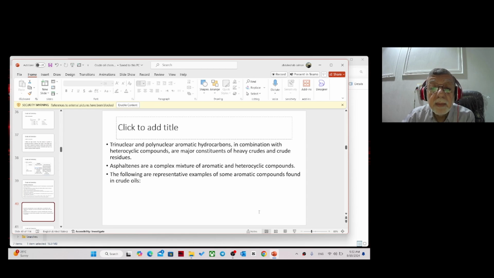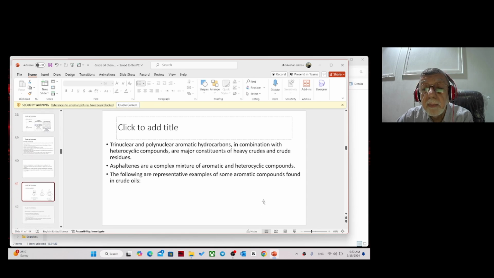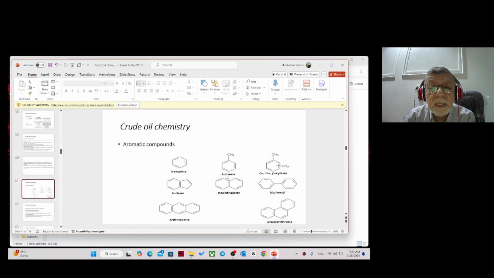The following are representative examples of some aromatic compounds. Like this is benzene, this is toluene, and this is xylene. Xylene comes with three forms, I will explain later about the formation of the structure of xylene. Here is indene, one ring of 6 and the other a 5 carbon ring together. And this is naphthalene, which is volatile also, and we use it at home always. Most of you have seen this naphthalene.